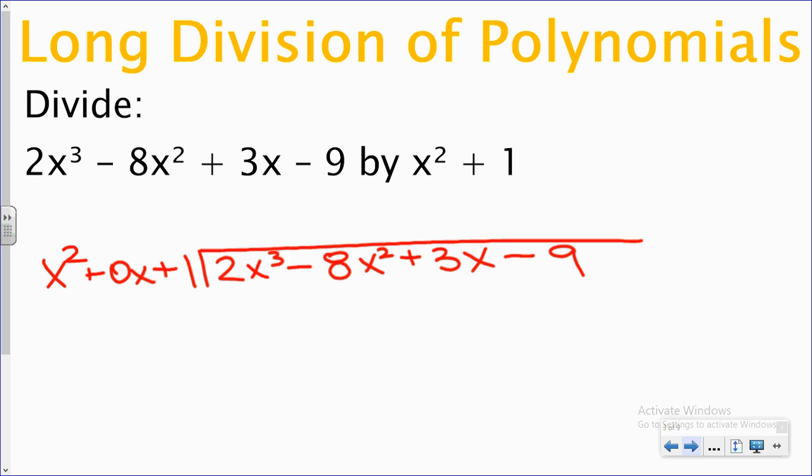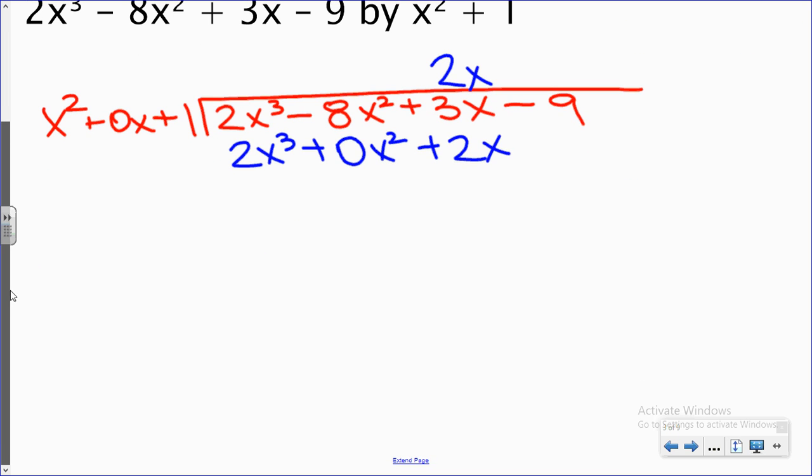So let's just remember how we do this. x squared times what is 2x cubed? 2x. Remember to put that in the x column, and then we have to take our entire divisor times 2x. So we get 2x cubed plus 0x squared plus 2x. And you subtract that? We do have to subtract.